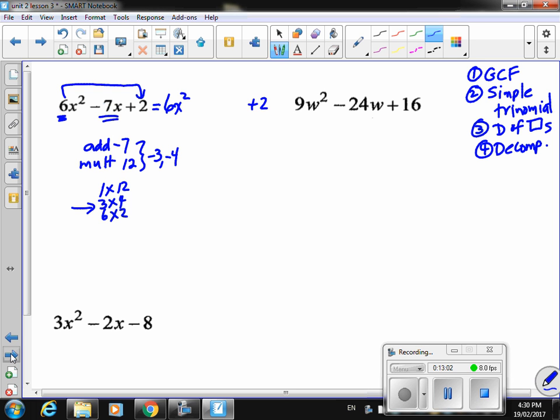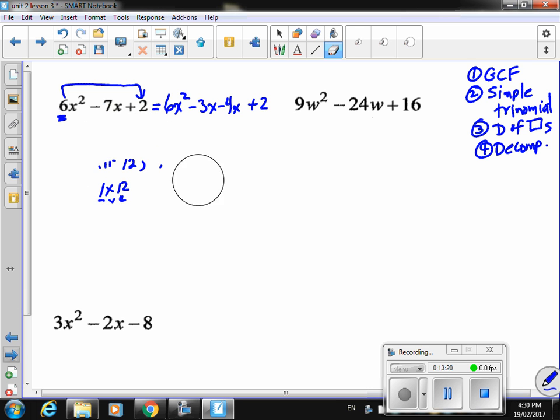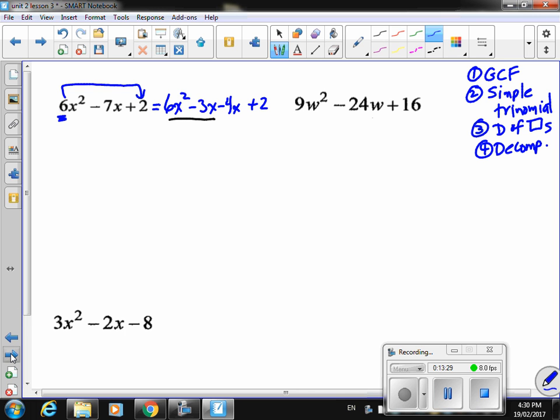So I use those two numbers and I write my question out as 6x squared subtract 3x subtract 4x. Okay, if you've gotten that thinking written down, I'm going to erase it so that I have room to work here, but make sure you have a note of it. All right. Now that I've made it into 4 terms, I'm going to factor by grouping. That means I'm going to look at the first 2, factor those, and then look at the second 2.